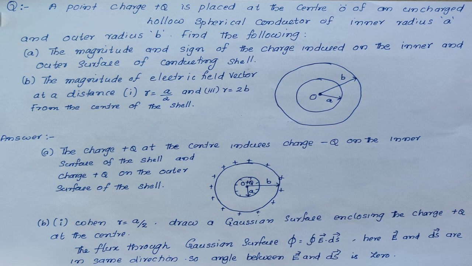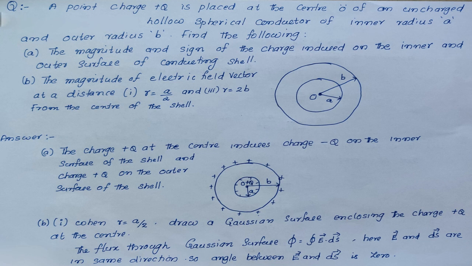The second part: we consider a point inside the inner radius, that is R is equal to A by 2, and we draw a Gaussian surface having radius A by 2, and we find the flux through the Gaussian surface by using the equation phi is equal to integral E dot ds.